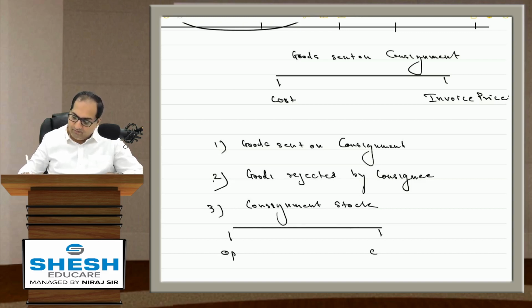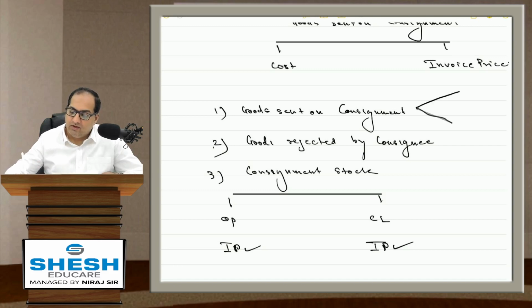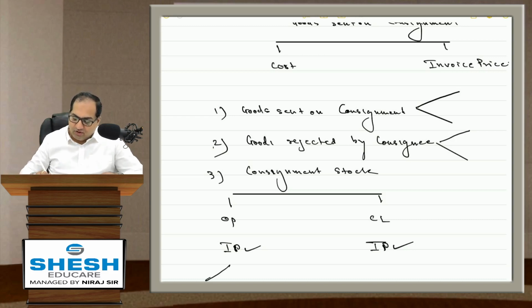Opening and closing stock are also at invoice price. If this is so, then every time we will have to reverse the loading. So when goods are sent on consignment, we will be passing 2 entries. When goods are rejected by consignee, we will be passing 2 entries. When we are recording opening stock, we will pass 2 entries. And when we are recording closing stock, we will pass 2 entries.